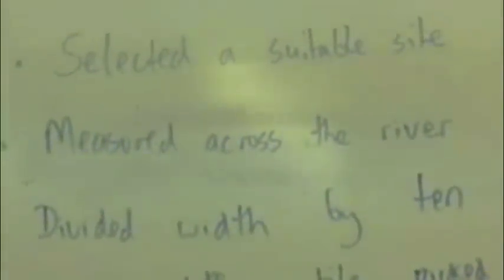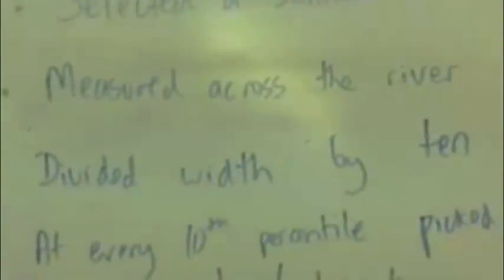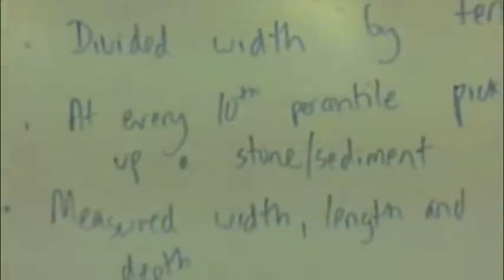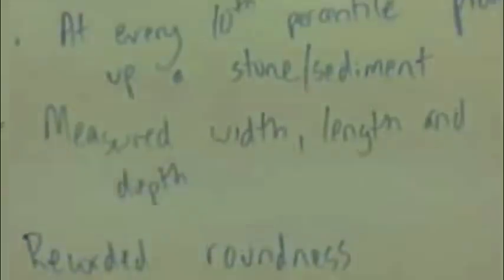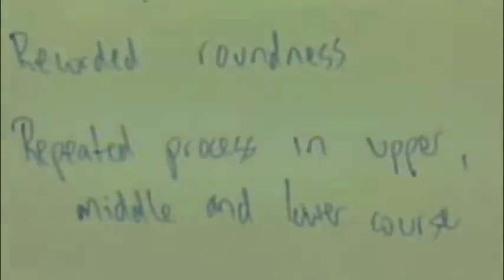On the board here, you can see bullet points which show us the methods we use to collect our primary data. The first thing we did was select a suitable site. We then measured across a river. We divided the width by 10, and at every 10th percentile, we picked up a stone or a piece of sediment. We measured the width, length, and depth of the stone, and then we recorded its roundness. We repeated this process in the upper, middle, and lower course of the river.